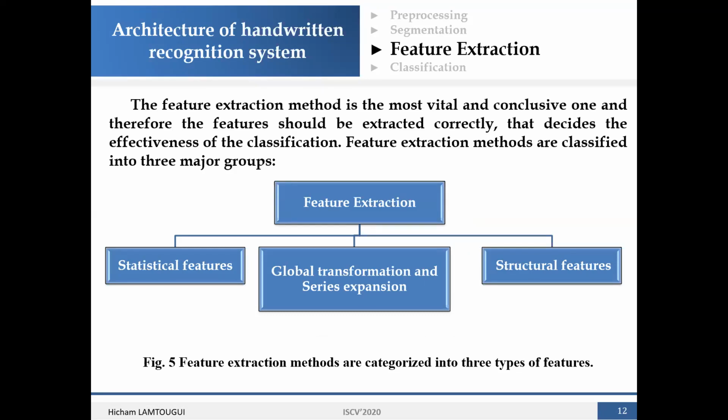Feature extraction is the most vital stage, and therefore the features should be extracted correctly, as that decides the effectiveness of the classification. Feature extraction methods are classified into three major groups: statistical features, global transformation and series expansions, and structural features.